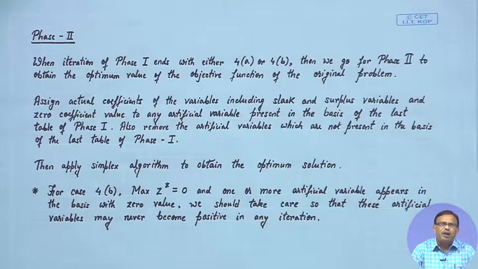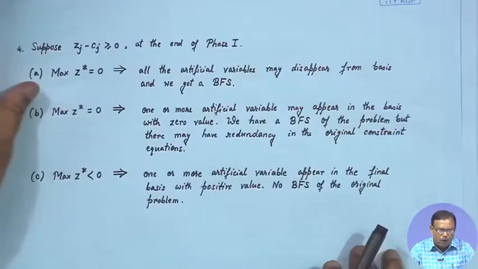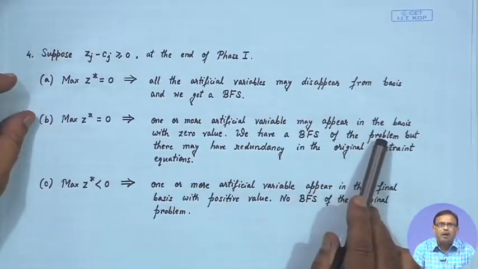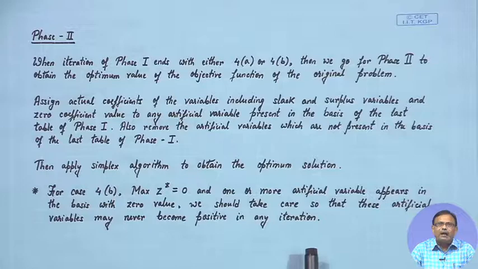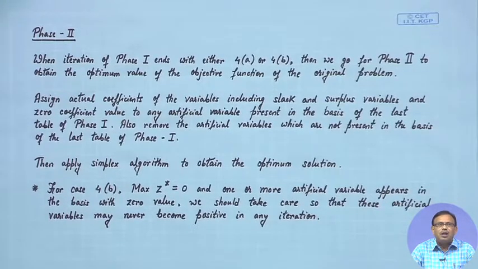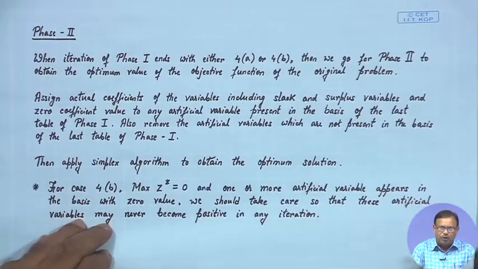In case of 4b, one or more artificial variables may appear in the basis with 0 values. In that case, we should take care so that these artificial variables never become positive in any iteration, or in other words, their values should remain 0 always. They should not take any positive value, that we should take care.